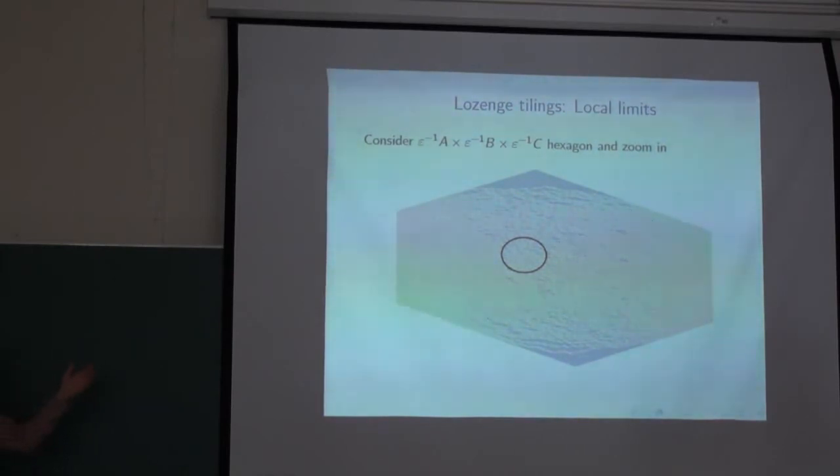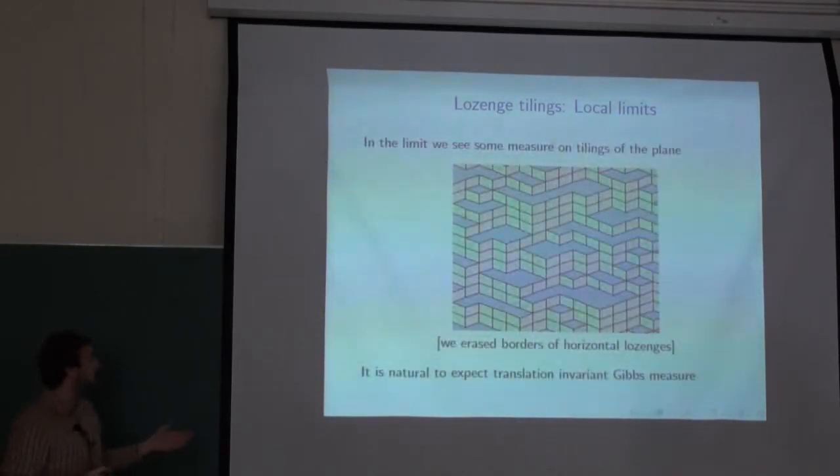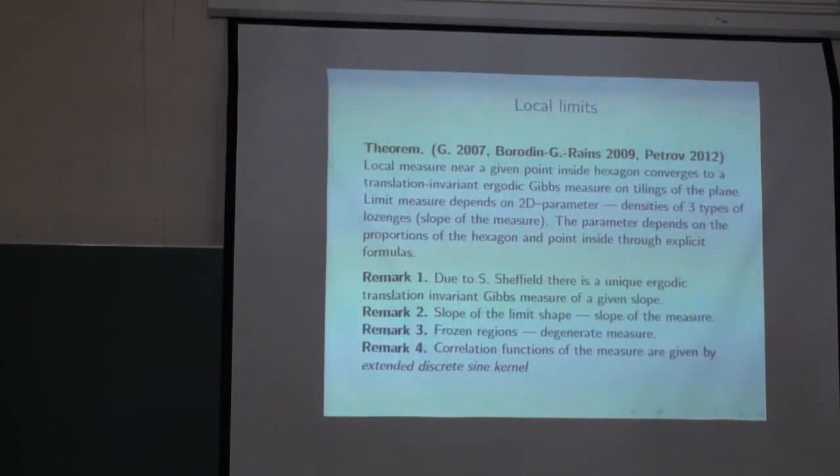Finally, you can also study what happens in this picture in some local regime. So you look at some small part of your hexagon. The hexagon is huge, but you still sit locally near some point and see what's happening in the neighborhood. In the neighborhood, boundaries disappear, and you see some lozenge tiling of the plane. So we ask, is it true that your probability measures on these lozenge tilings converge to something meaningful? And indeed it can be proved.